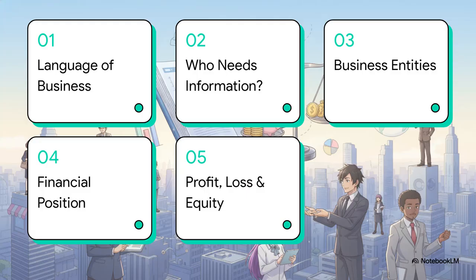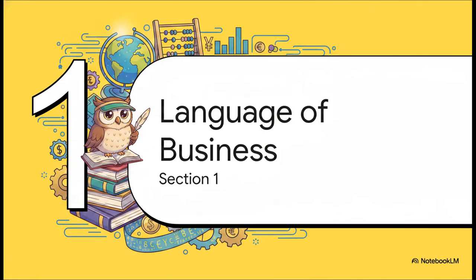Here's a quick roadmap of what we're covering today. First, the language of business. Second, who needs this information? Third, types of business entities. Fourth, your financial position. And finally, profit, loss, and equity. All right, let's kick things off with Section 1, the language of business.